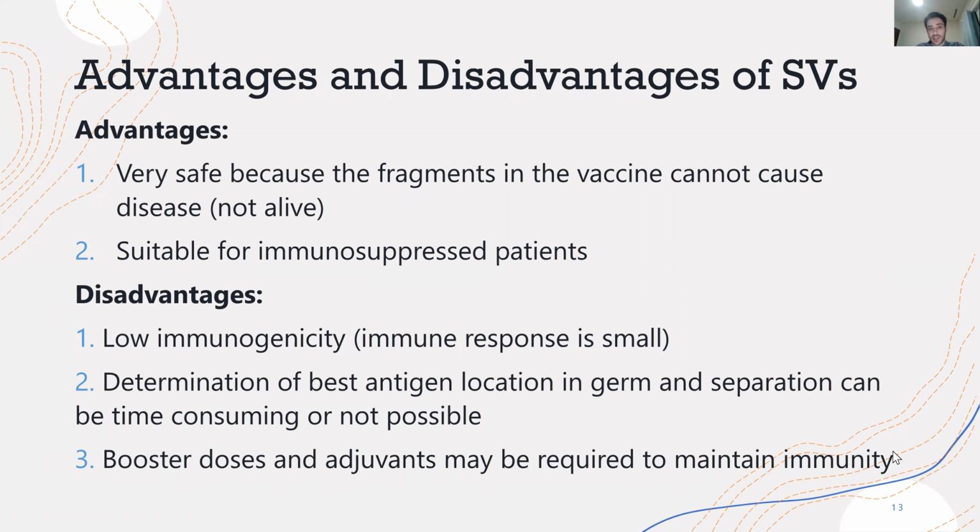Advantages would be that it's very safe because the fragments in the vaccine cannot cause disease. They're not alive. They're only part of the germ, and they're suitable for immunosuppressed patients. Disadvantages would be the immune response is small, and because of this, booster doses and adjuvants may be required to maintain the immunity. And also the determination of the best antigen location and separating it from the actual germ is sometimes not possible, or it's very time consuming, and it's a major disadvantage.